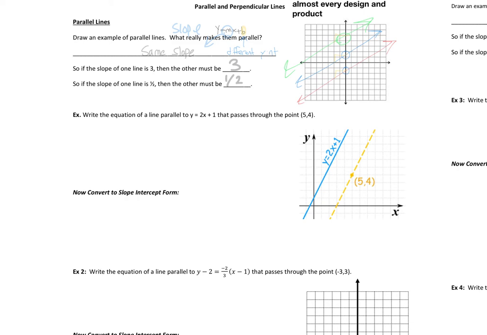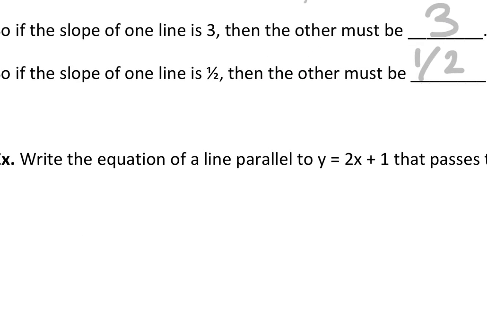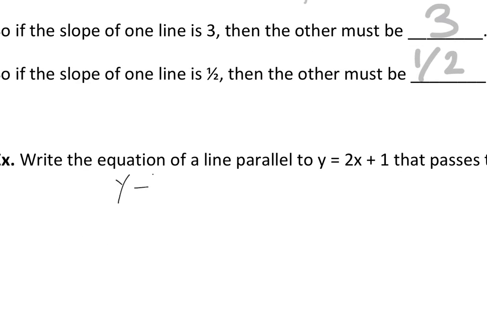So what we can do is this. We can use some of our skills from the last section. The last section had us talking about point-slope form, y minus y1 is equal to m times x minus x1. We will be using that a lot in this section.